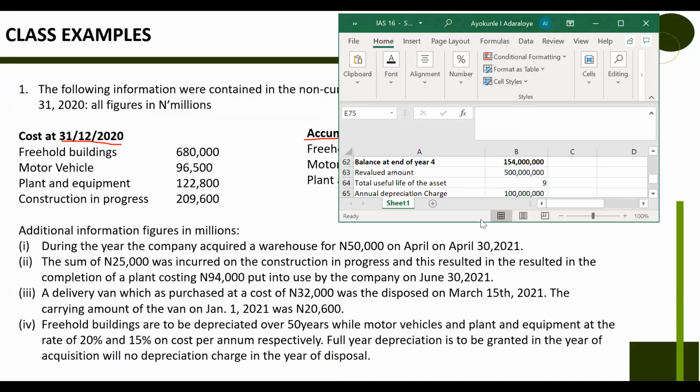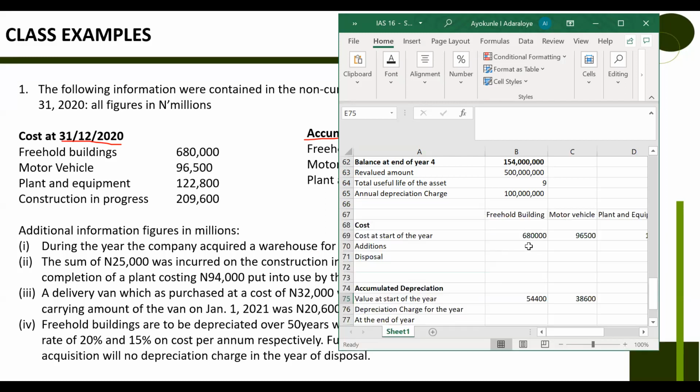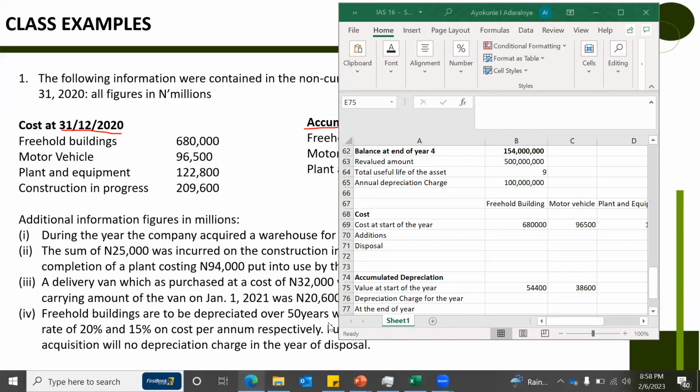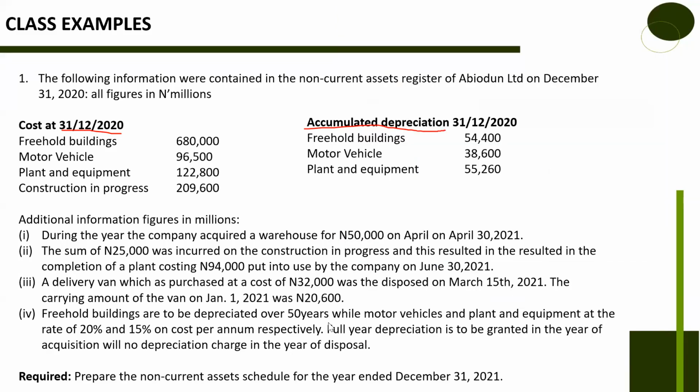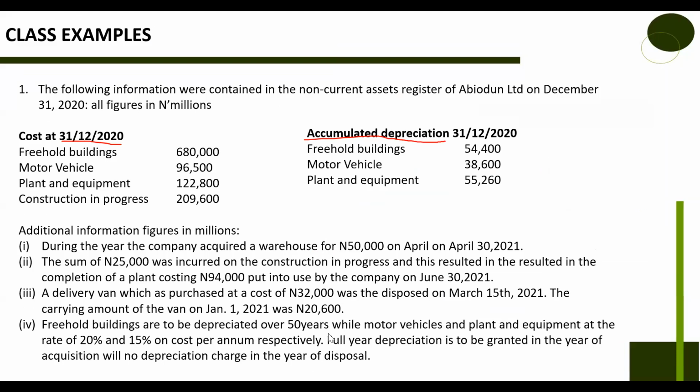Now let's look at the question again. They said additional information was provided. During the year, the company acquired a warehouse of 50,000 on April 30, 2021. What is it going to go under? I told you, don't let me lose you. Where will it go under? It will go under freehold building.